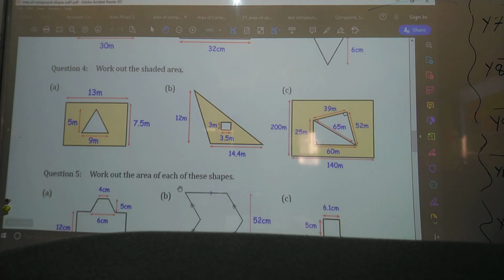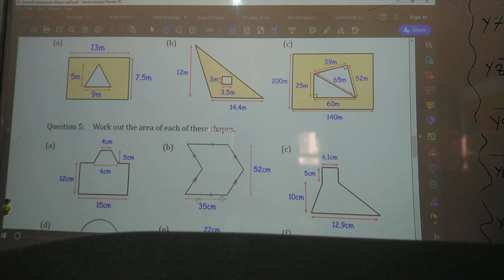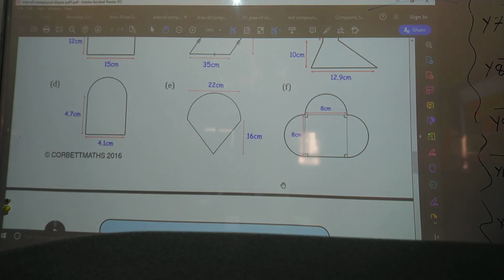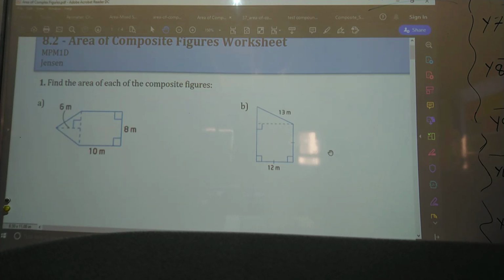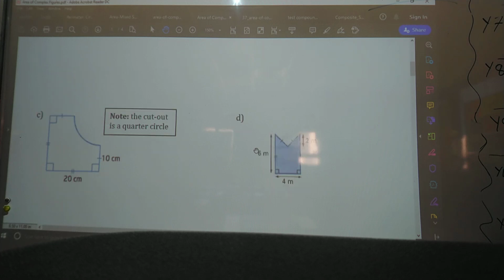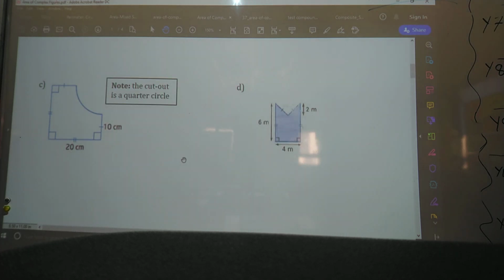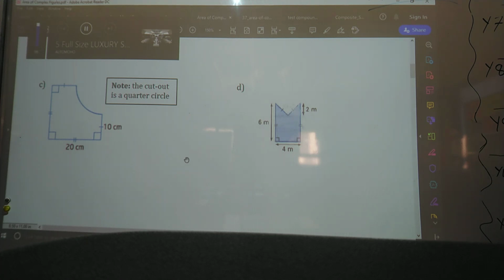So this one: 13 times 7.5 minus half times 9 times 5, and so on. Okay? Half a circle. Right, next one. Now we learned how to do this. This one actually, let me explain it because I think it's important.